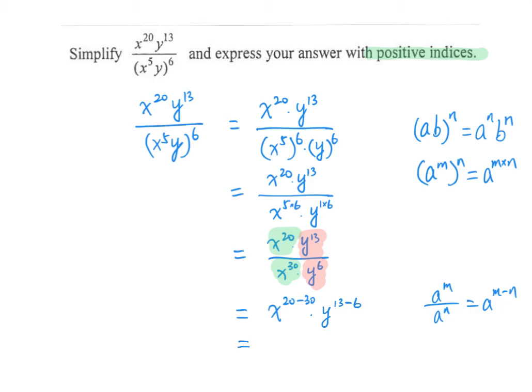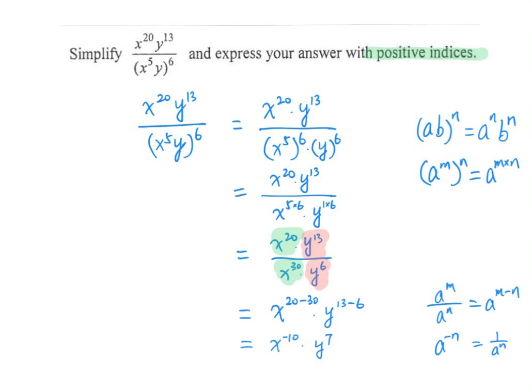So what do we have? 20 minus 30, which is negative 10. 13 minus 6, which is 7. Okay, so for the negative power, we apply a to the power negative n equal to 1 over a to the power n. So we have 1 over x to the power 10 times y to the power 7.